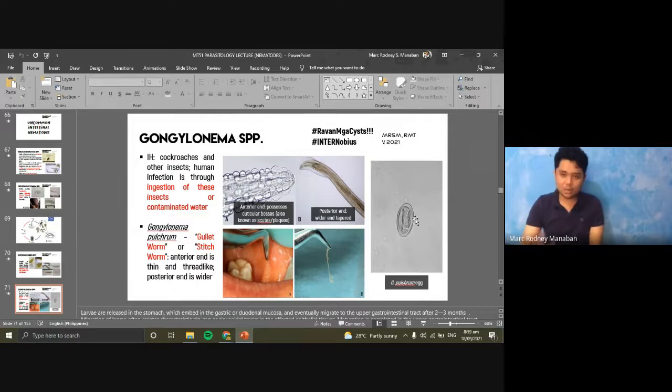Now, for humans, usually, if infected with Gongylonema pulchrum, the chief complaint of humans infected with Gongylonema pulchrum is that there is something moving, alright? There is a moving organism in the mouth. So, they can feel something moving in their oral cavity. Alright, and most of the time, they can pull a worm out of their mouth. And that is Gongylonema pulchrum most of the time. Okay, so again, that's the chief complaint. There's a moving organism in their mouth or in their oral cavity.